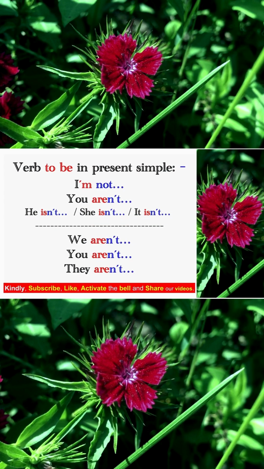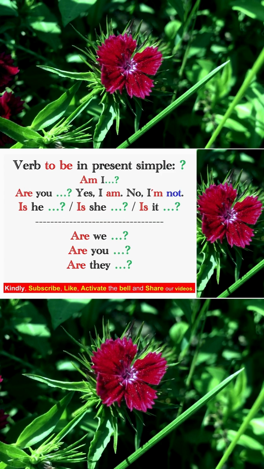Let's go to the question form. So in the question form, the verb to be is first. Am I? Are you? So in this lesson, we are going to use just "are you" as a question, and the answer should be either "yes, I am" or "no, I am not." So we are not going to study he, she, it, we, you, they in today's lesson. We are going to use just "I am" and "are you." And in the coming lessons, we are going to use the other pronouns.